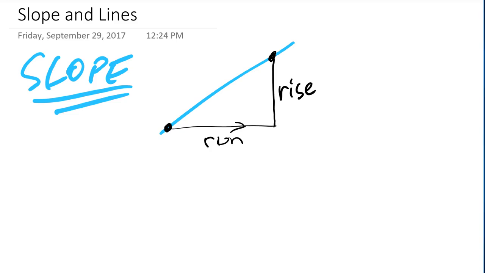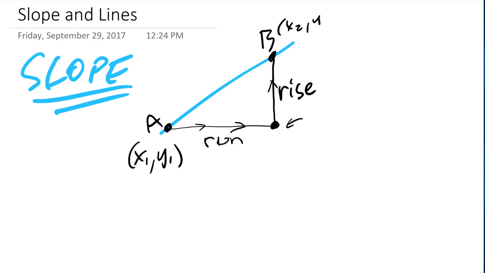So what I'm drawing right here is if you go from point A to point B, the run would go from A to this point right here, and then the rise would go up to B. So we label A x1, y1. We're going to label B x2, y2. Okay, so the run piece I'm going to replace with x2 minus x1, and the rise piece I'm going to replace with y2 minus y1.